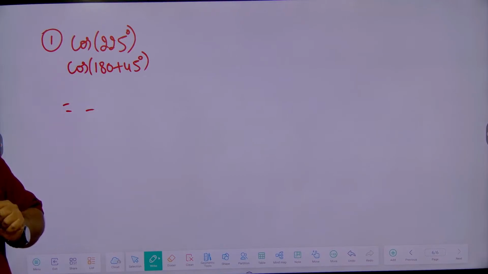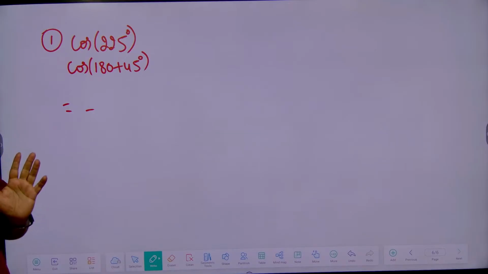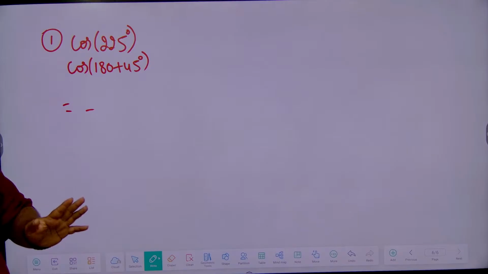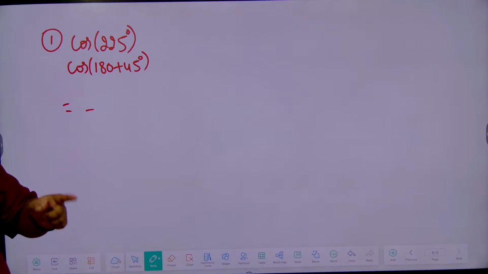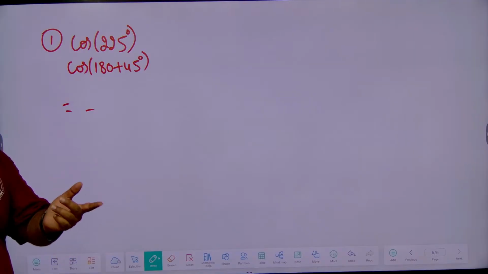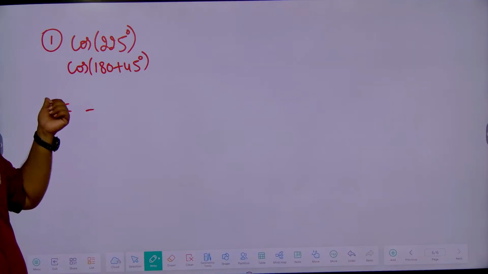My question is, how does 180 degree come to us? Is it an even multiple of pi by 2 or an odd multiple of pi by 2? For pi by 2, if you multiply by 2, what will you get? Pi. 2 cancels, you will get pi. So pi by 2 into 2 you will get as pi.